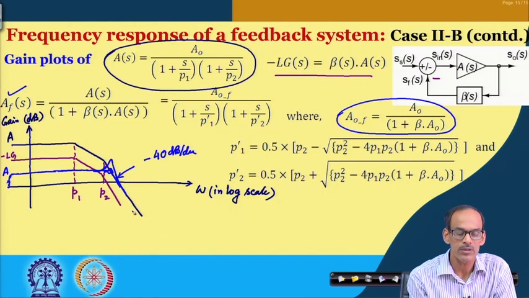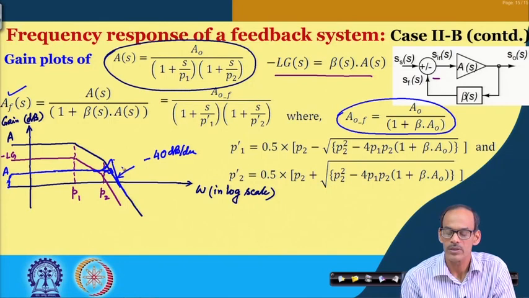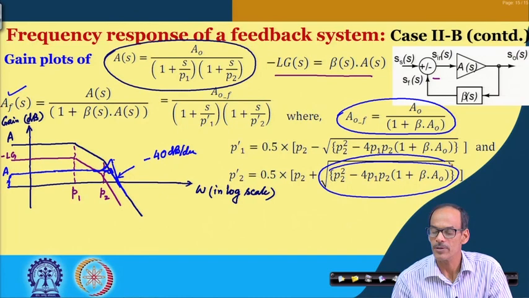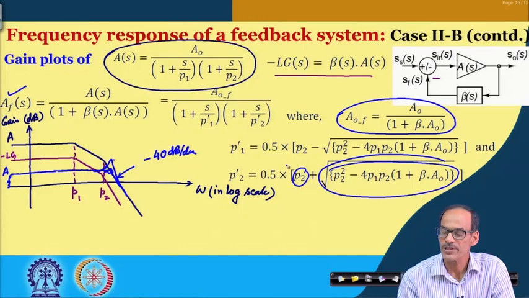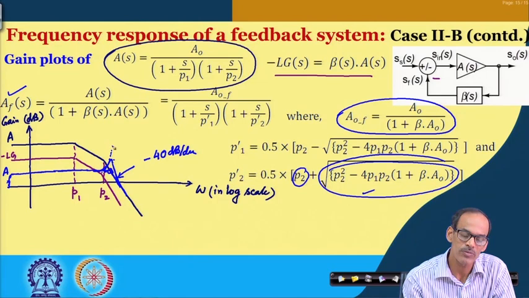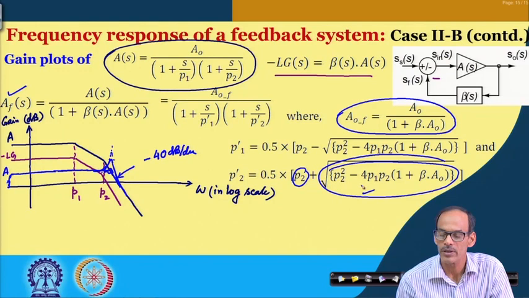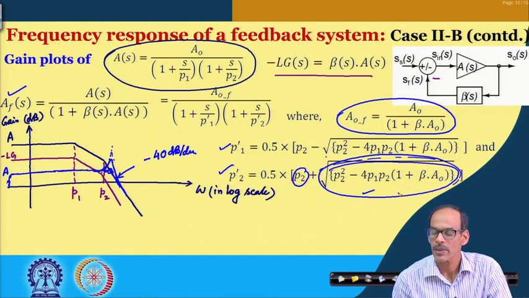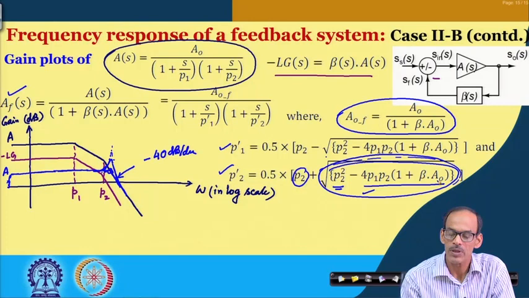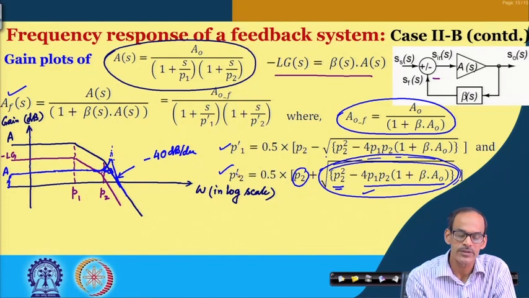Now, the overshoot of this kink directly depends on the magnitude of the imaginary part here and the real part here. If the imaginary part gets higher and higher, then we expect a higher kink. On the other hand, if these two poles are distinct real poles, namely if P2 square is higher than the remaining part here, then of course P1 dash and P2 dash will be distinct real poles. And in that case, this overshoot will not be there.